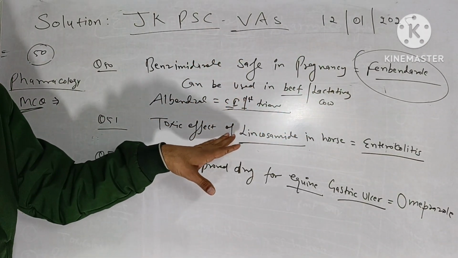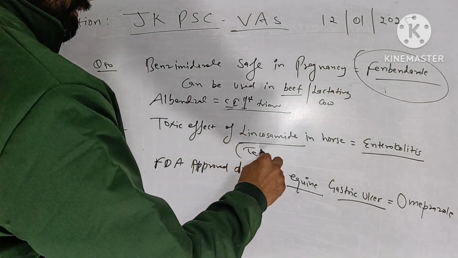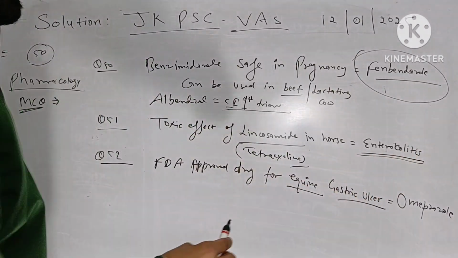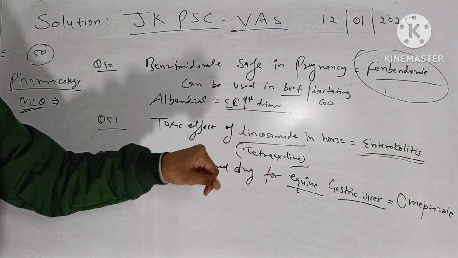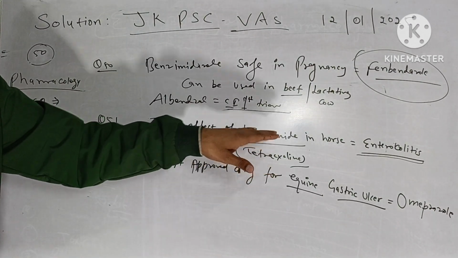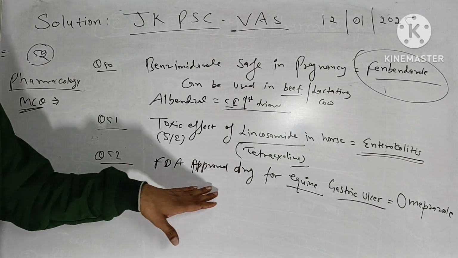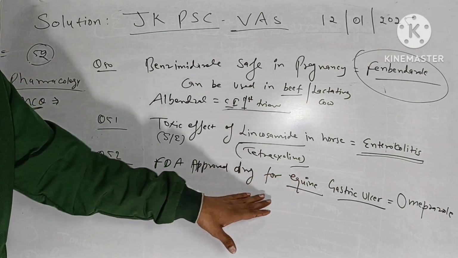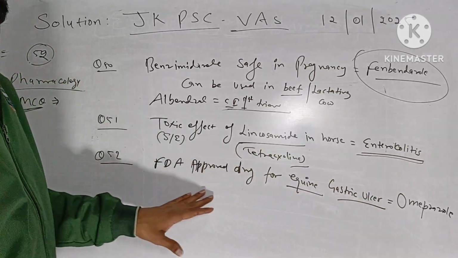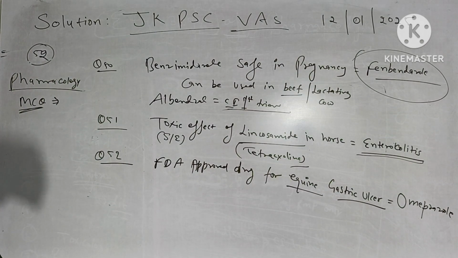Next is the toxic effect of lincosamide in horses. Not only lincosamide, tetracycline also causes enterocolitis in horses. So these are the toxic or side effects of tetracycline or lincosamide. Next is: which of the following is an FDA approved drug for gastric ulcer in horses? So this is the proton pump inhibitor omeprazole, which is approved by the FDA for the treatment of gastric ulcer in horses. So omeprazole.